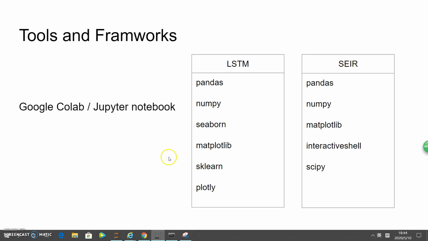The tools we use are Jupyter Notebook and Google Colab, which is the online Jupyter Notebook. In the LSTM model, the packages we use include pandas, numpy, seaborn, matplotlib, sklearn, plotly, and in the SEIR model, the packages we use include pandas, numpy, matplotlib, IPython interactive shell, and scipy.